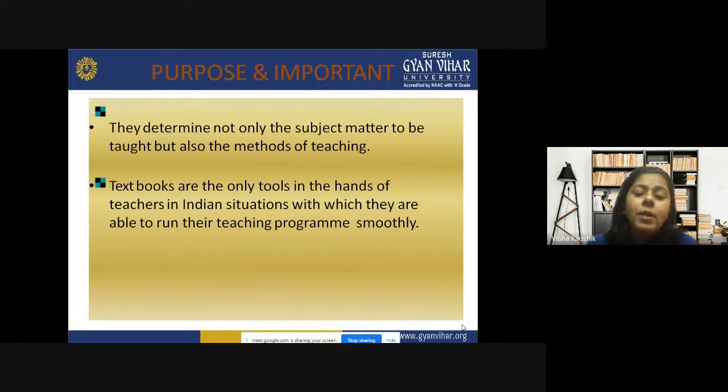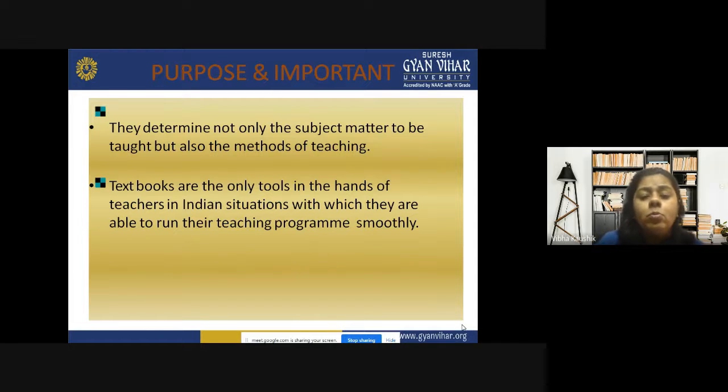Now, purpose and importance. What is the purpose and importance of the textbooks? They determine not only the subject matter to be taught, but also the method of teaching. The textbook should not focus only on the subject matter to be taught, but also on the different methods of teaching that should be employed to teach the learners.